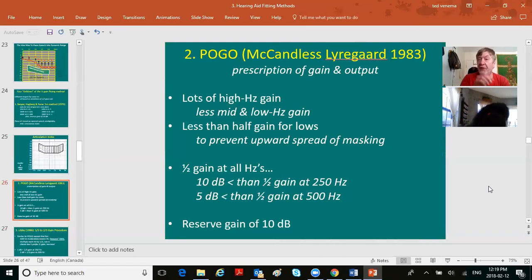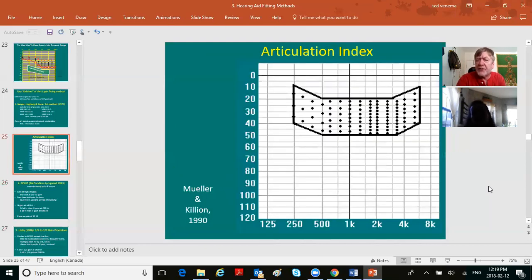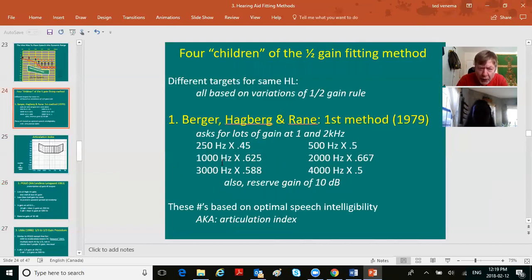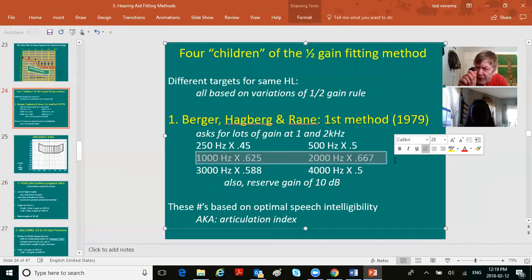See, both of them are based on the half gain rule. It's just that now they're getting different wrinkles. Just slightly, they're massaging that rule a little bit. They're just kind of tweaking it. So Berger said, okay, half gain is great, but I'm going to give a little bit more than half gain right here. See that? I'm going to deliberately do that because I believe in that. That's my faith. That's my philosophy.